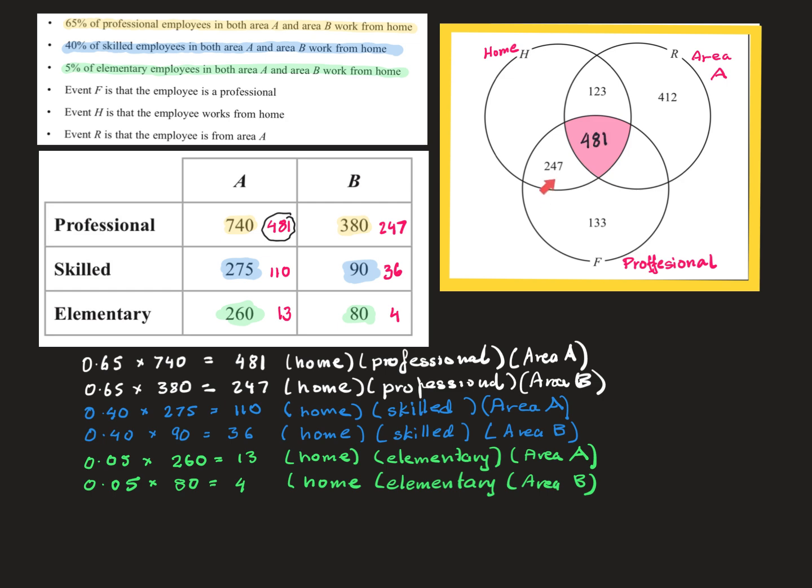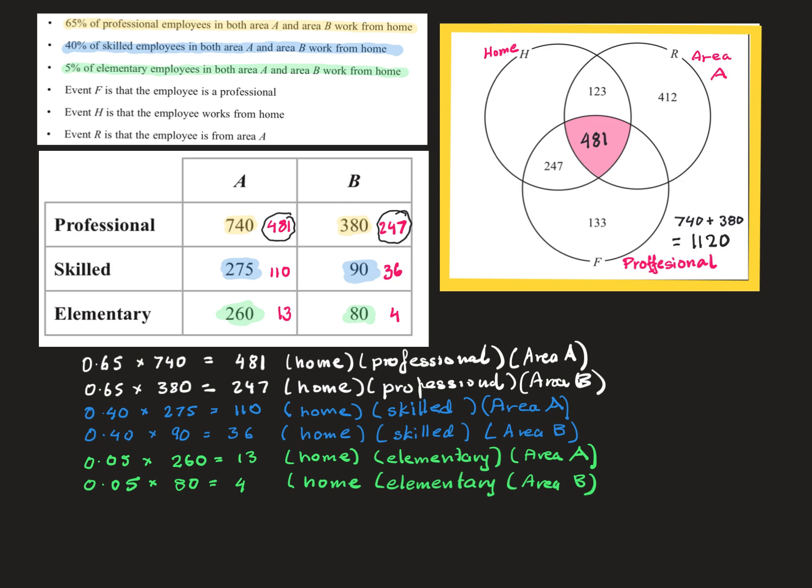Okay, what does 247 represent? That represents a professional that works at home but is not in area A. He is in area B, and that's 247, which is what we had over here. The set F here represents all the professional employees, and that was 740 added to 380, and that resulted in a number of 1,120.